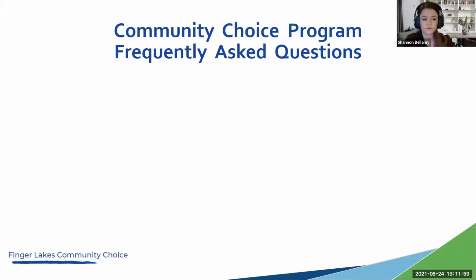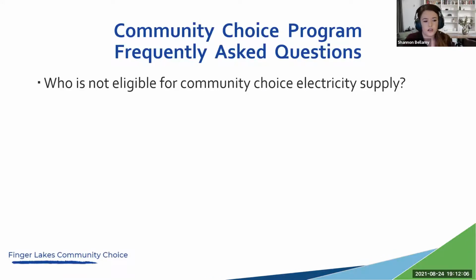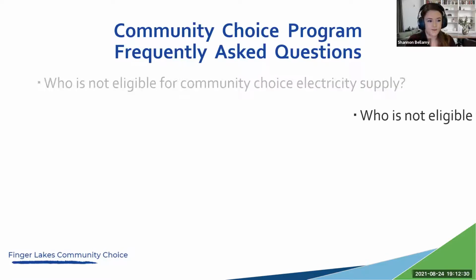So first, these are some commonly asked questions regarding these offerings. So first, who is not eligible for community choice electricity supply? So that program's already in place, but those who are not eligible are those who already have third-party suppliers or ESCOs, are HEAP or other energy recipients, or those who have a block on their utility account. So those would not be eligible unless they changed any of those qualifications.